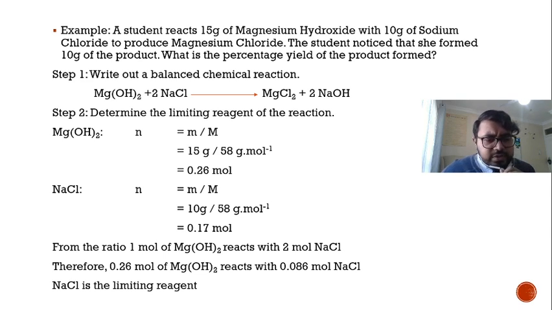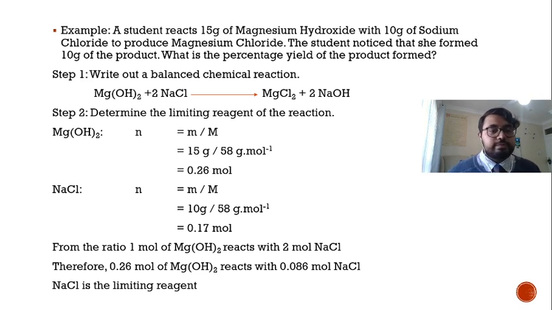You can see now from the ratio at the bottom, 1 mole of magnesium hydroxide reacts with 2 moles of NaCl, and that would mean 0.26 mole of magnesium hydroxide would react with 0.086 mole of NaCl, which means NaCl will get completed much faster. And if we do a quick calculation, we'd see that 0.17 mole of magnesium hydroxide is in excess.